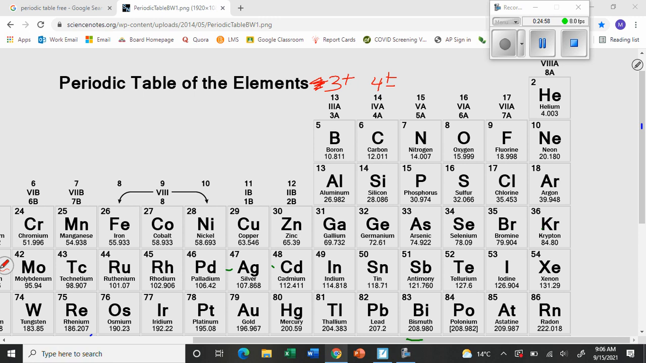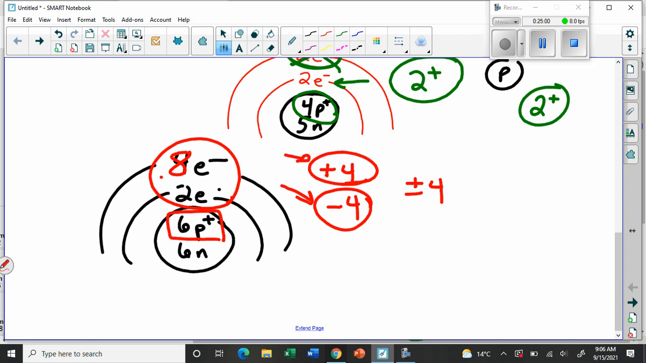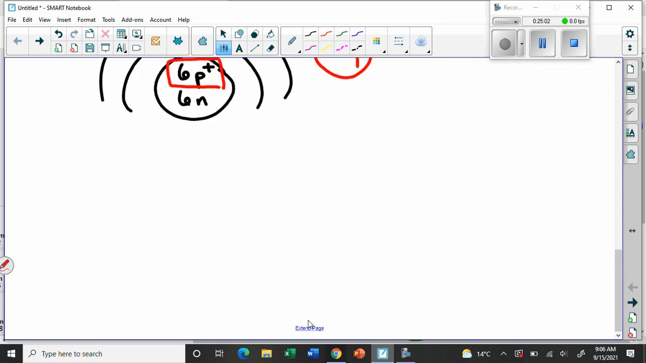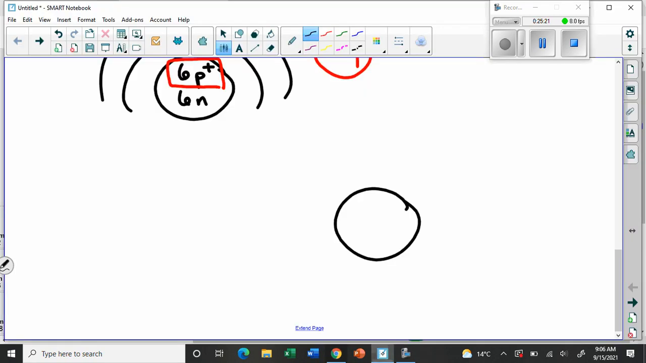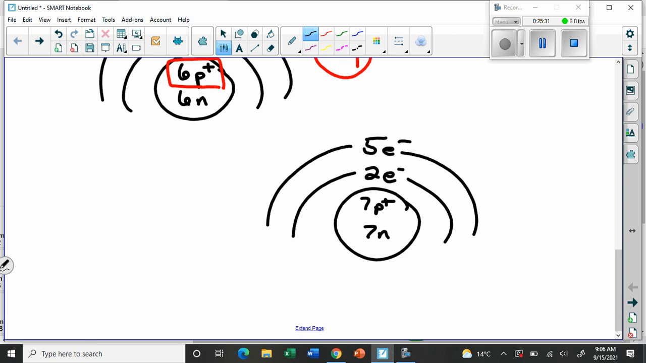Because if we draw a picture of nitrogen, let's draw that picture really quickly. Nitrogen is number 7, so it has 7 protons. And then it's 14 here, so you subtract that and get 7. So it has 7 neutrons. So it has 7 of everything. It's one of those ones where everything matches, which is handy. So it has 7 protons, 7 neutrons, and 7 electrons, 2 in the first, the rest go up above. So now it has 5 in the outer orbit.